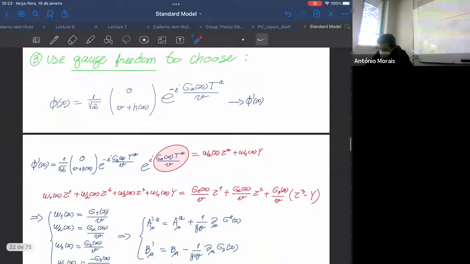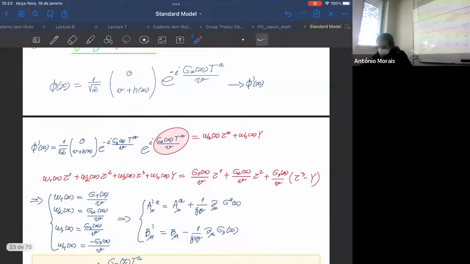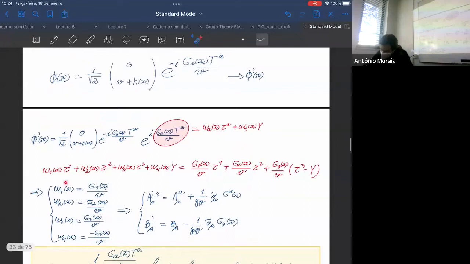Now you equate things and you realize that this is what I was saying. So you put this term here. This is the gauge freedom that we have. And now you equate things and you arrive at this conclusion that you can identify your omegas in terms of your Goldstones in this way.